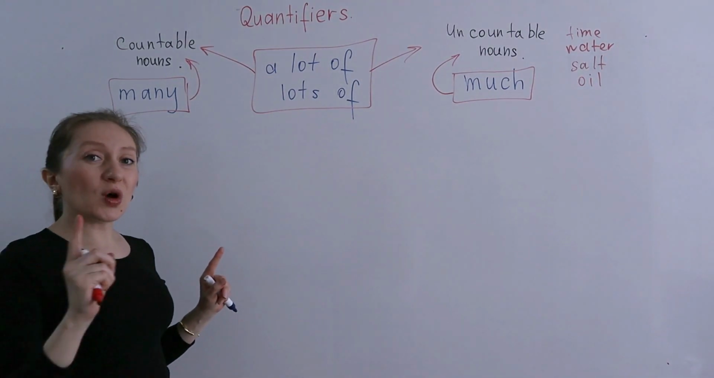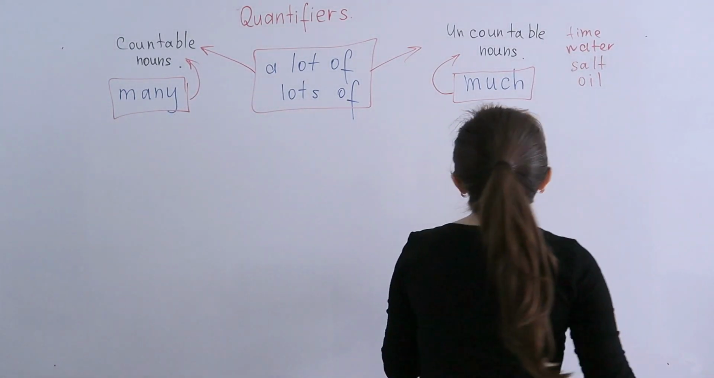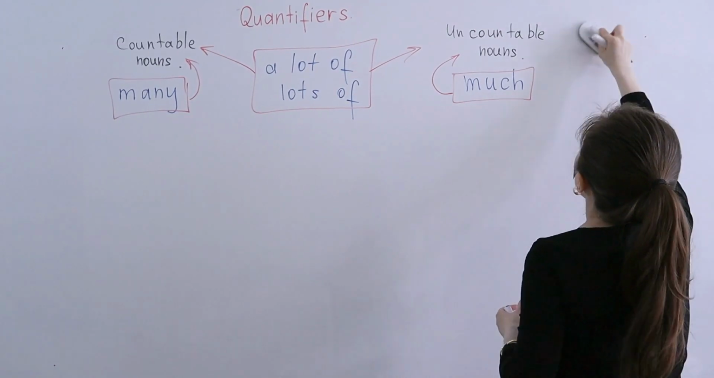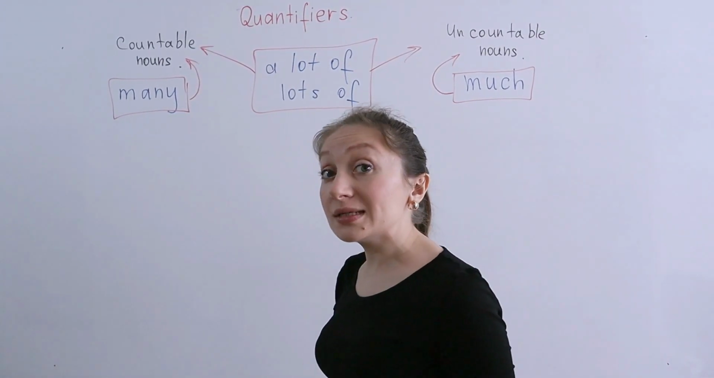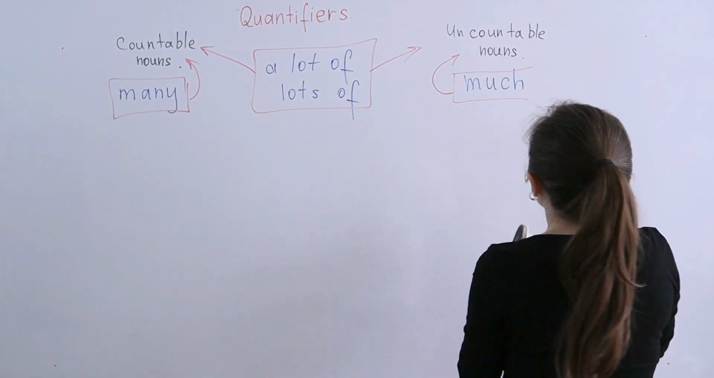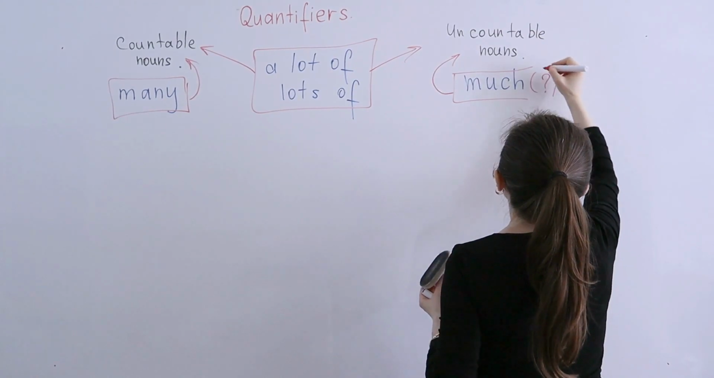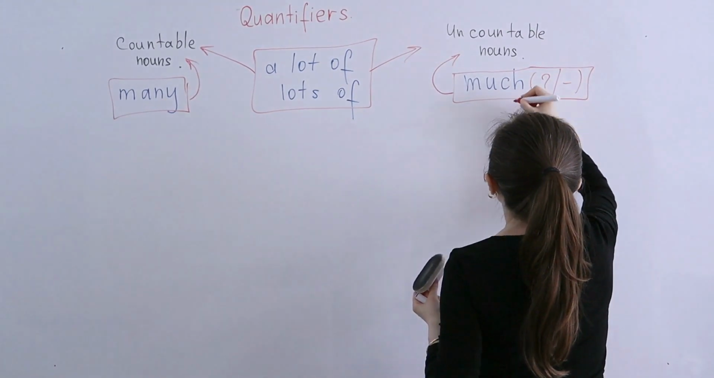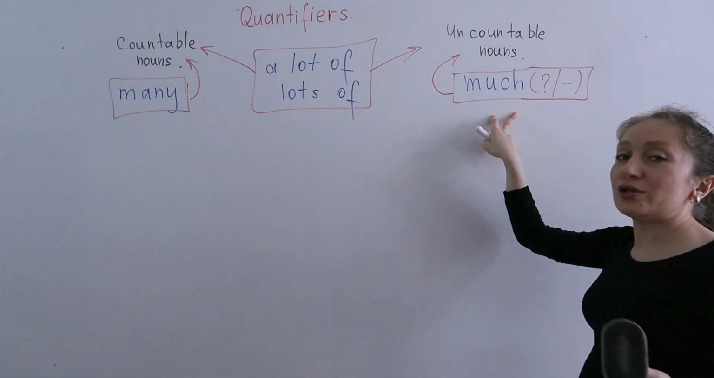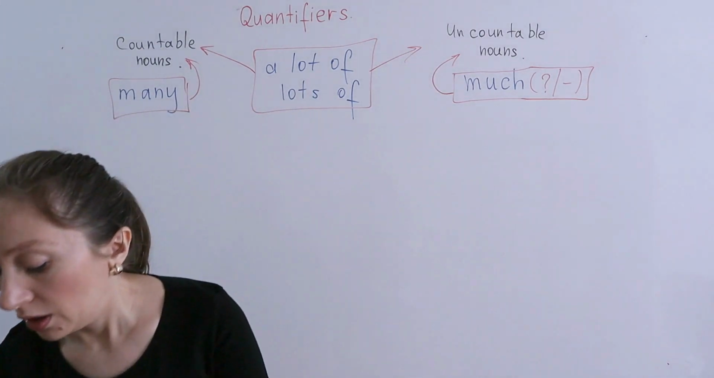But there is one difference with one quantifier, much. The quantifier much we can use usually in questions and negative forms. So let me write. So questions, interrogative sentences, right? And negative. So usually we don't use it with positive sentences. Let me write some examples.